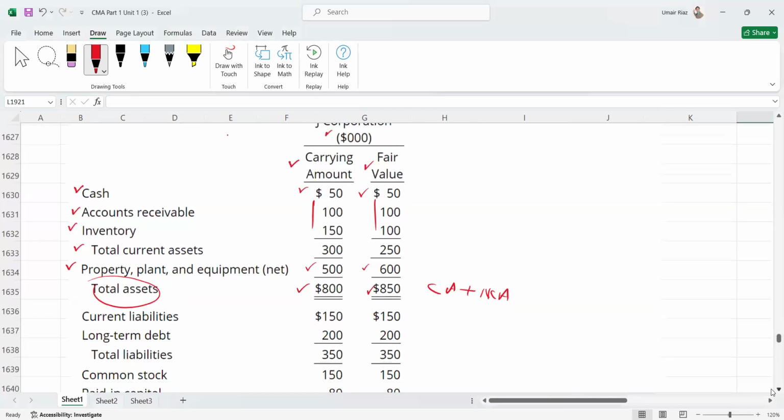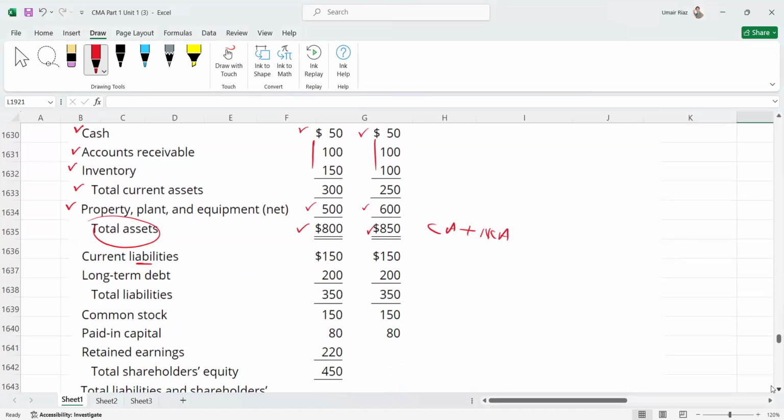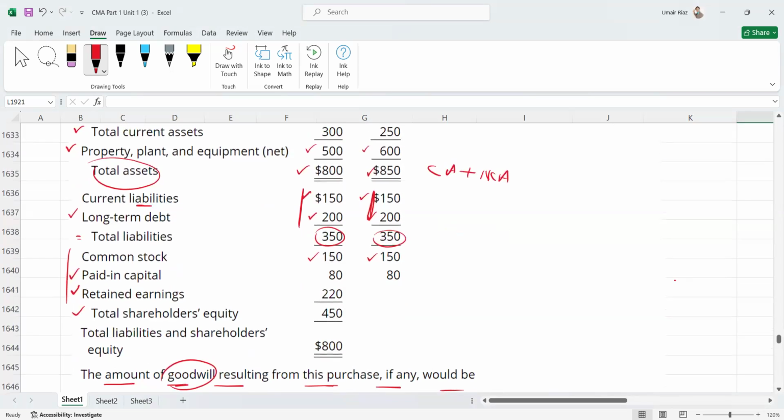Then we have current liabilities, with carrying value and fair value. Then we have long-term liabilities, carrying value and fair value. Here we have total liabilities, so if you add current and non-current, it is total liabilities. Then you have common stock, which is the equity section. This is the carrying value, this is the fair value, which is the same. We have additional paid in capital, retained earnings, and then total shareholders' equity. So total liabilities and shareholders' equity is 800, which is equal to the assets, because assets always equal liabilities plus equity.